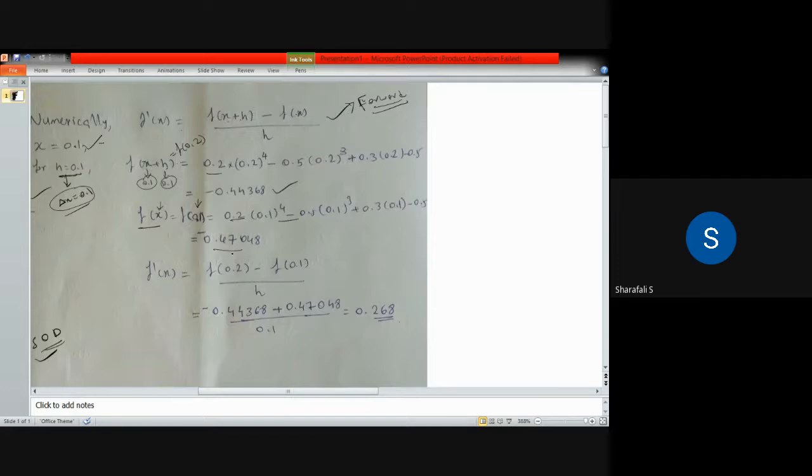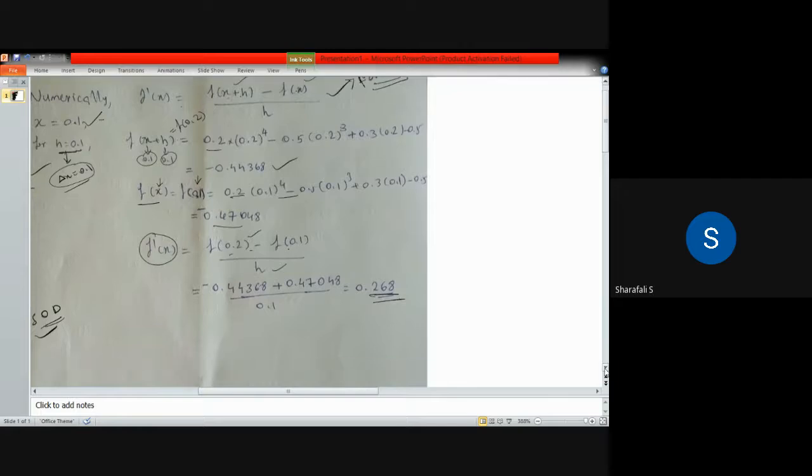Then we will get minus 0.47048 as your answer. And now subtract f of 0.2 minus f of 0.1. Why? Because we have to compute f of x plus h minus f of x, and divide it by h. So if you do that, you will get 0.268 as your first order differentiation value at x equal to 0.1.